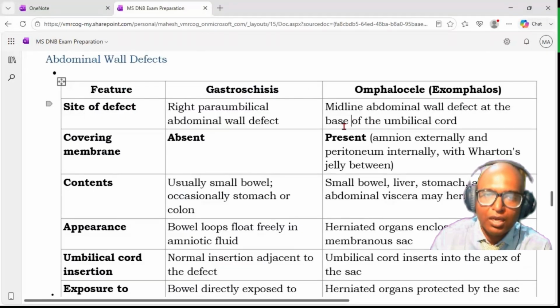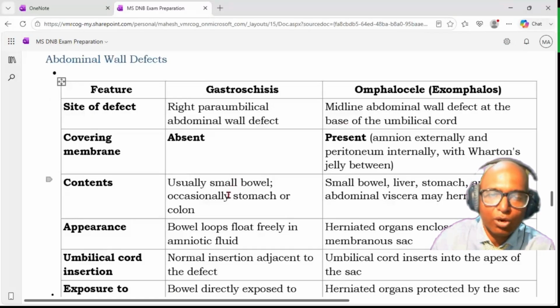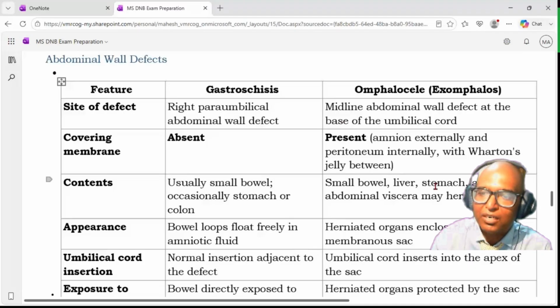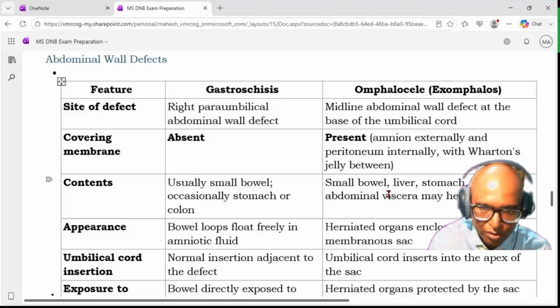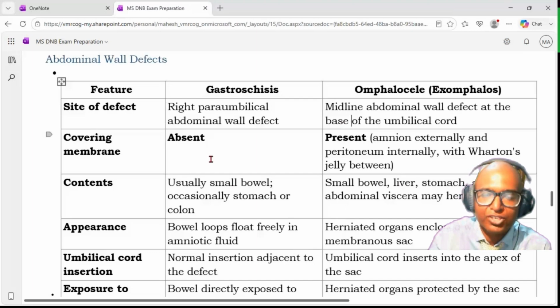of the umbilical cord. Contents in gastroschisis are usually small bowel, occasionally stomach or colon may be seen, but mainly the small bowel. While here in omphalocele, you will get small bowel, liver, stomach, and other abdominal viscera may be present. Okay, it will always have the covering. So covering is going to be a very important differentiating feature between gastroschisis and omphalocele.